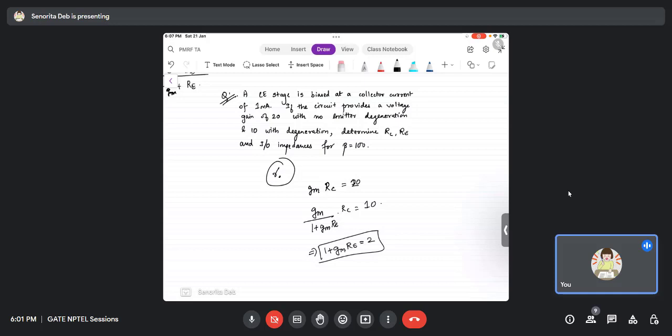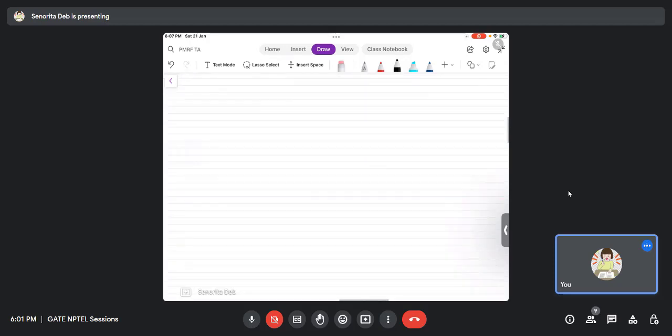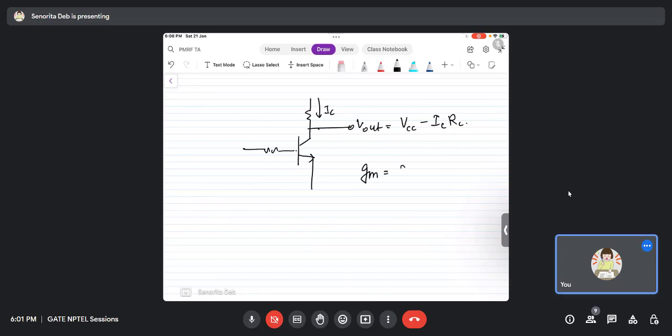Now coming to the question that was asked, why in common emitter the phase is 180 degrees shifted. What happens is, if you write down the equations, what is V out? It is VCC minus ICRC. And what is IC related to? Correct?